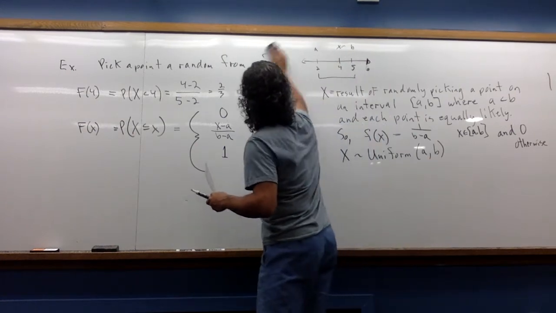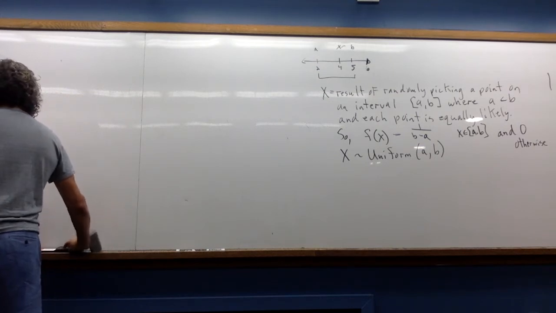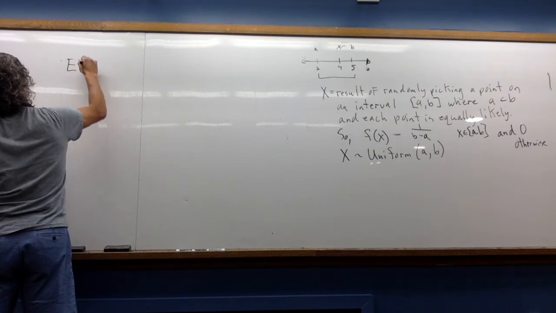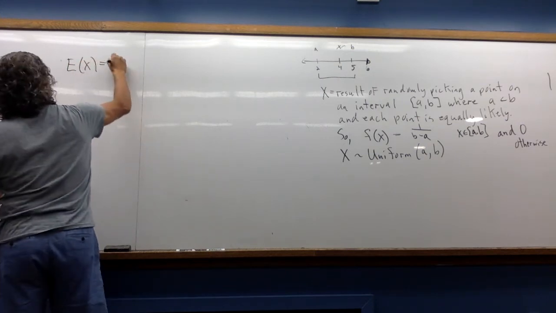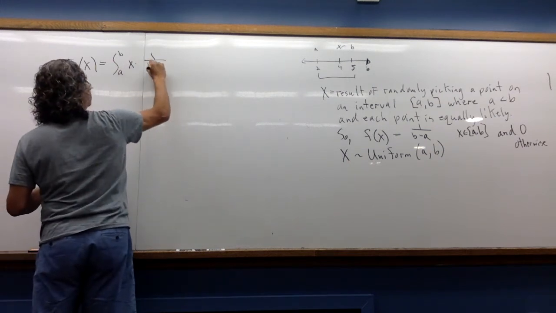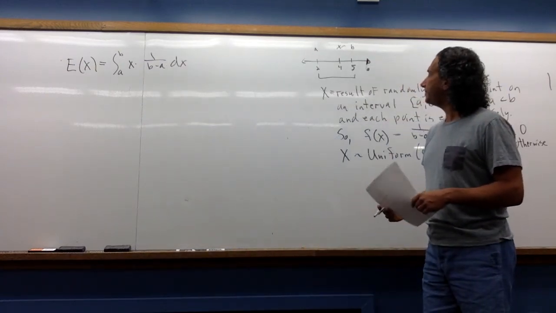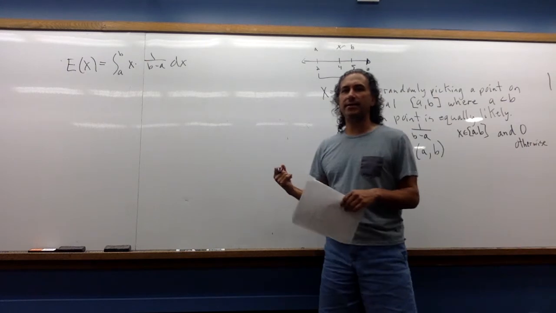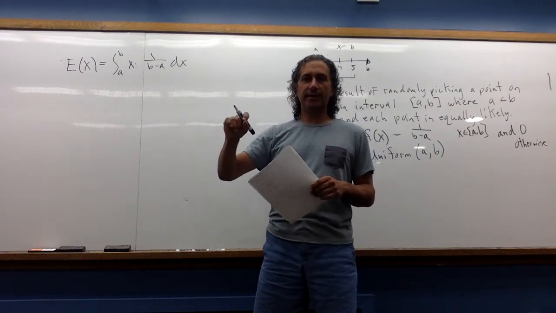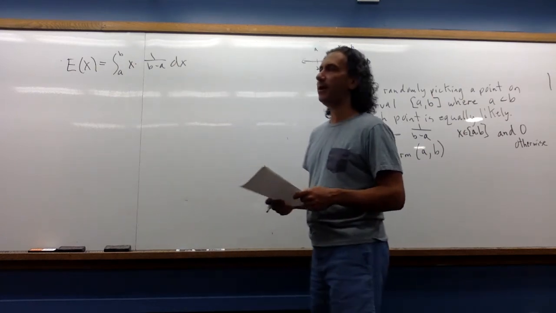Right, so let's play around with this a little bit more. Let's try to find its expected value. Well, the expected value of x, by definition, is the integral over the sample space, which is a to b, of x times f of x. And f of x in this case is 1 over b minus a. Before we work that out, what do you think the expected value is? A to b, uniformly distributed. Okay, hold that thought and work this out. Pause the video.